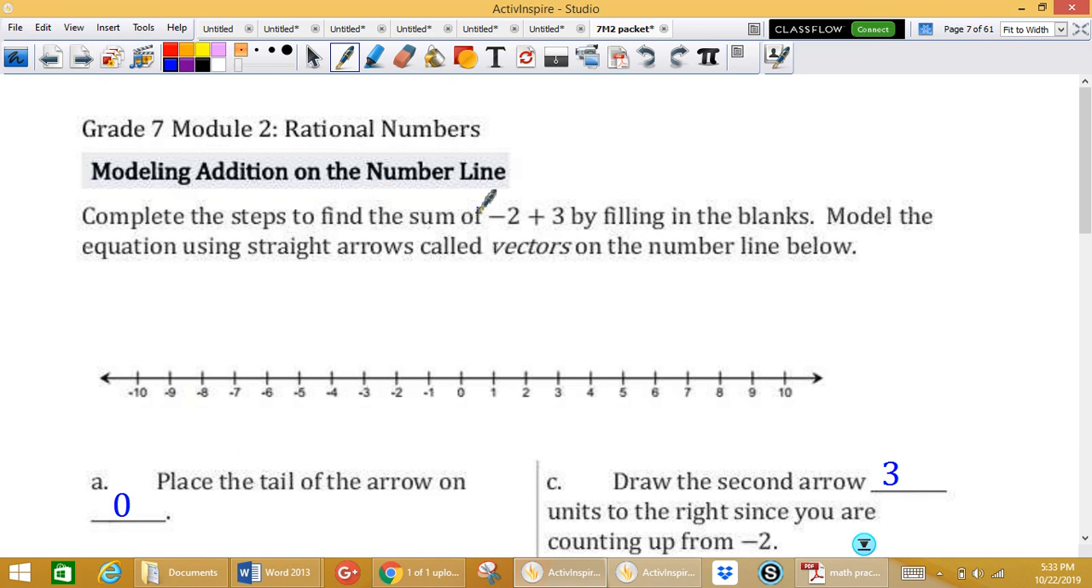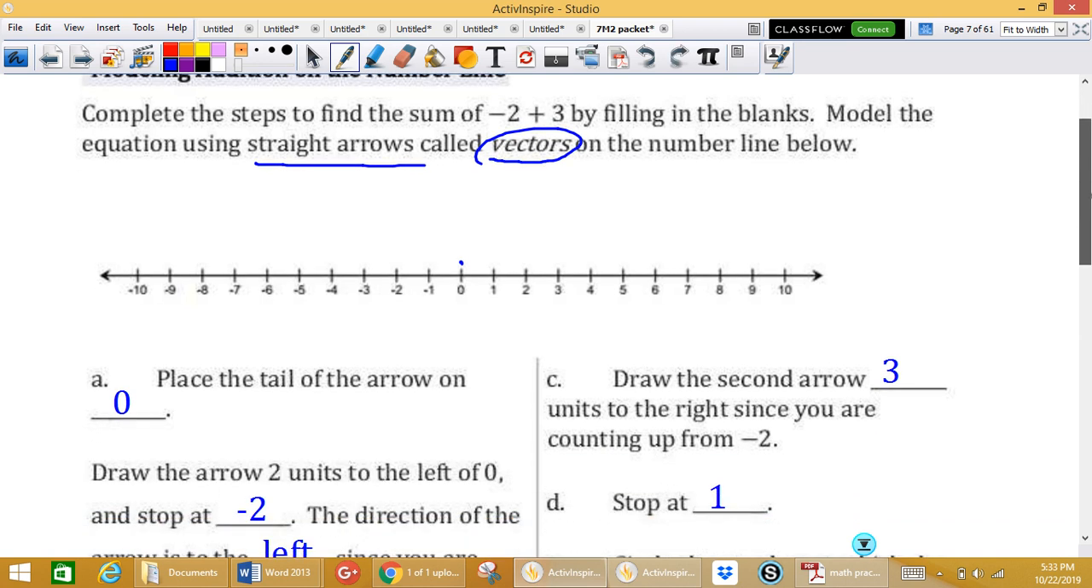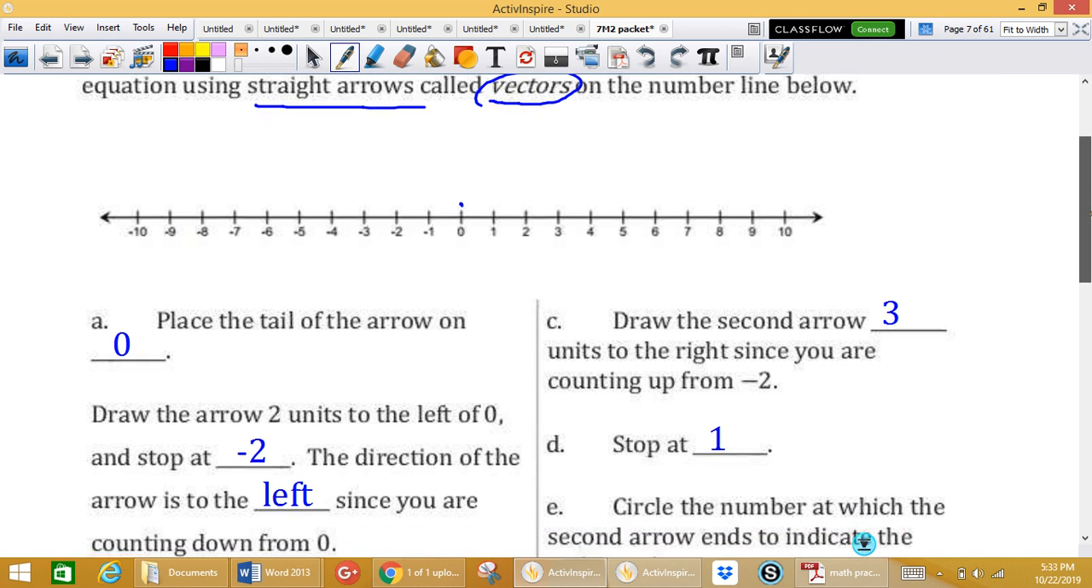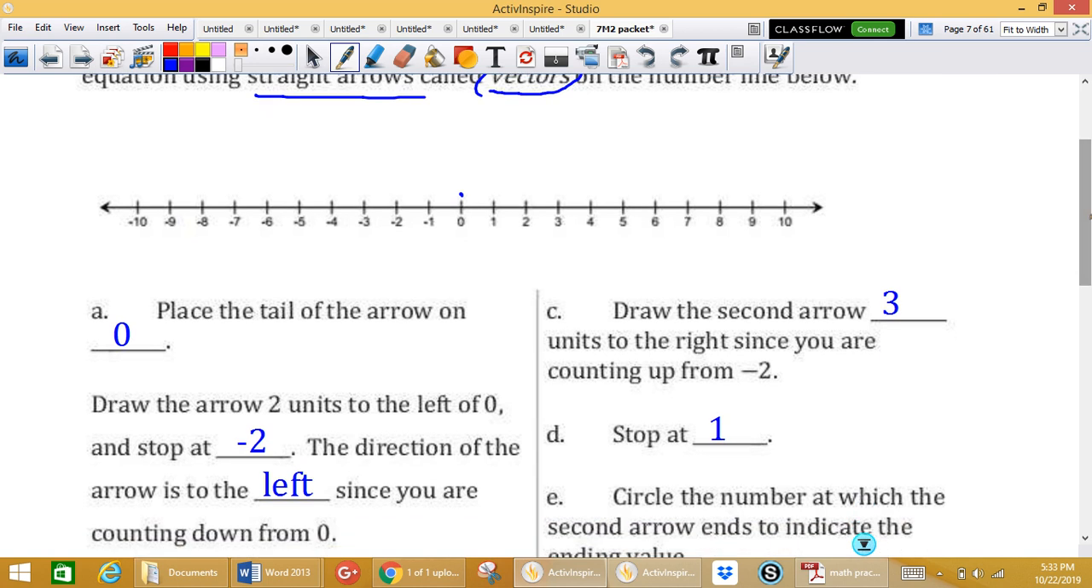Complete the steps to find the sum of -2 plus 3 by filling in the blanks. Model the equation using straight arrows called vectors on the number line below. So A, place the tail of the arrow on 0. Draw an arrow 2 units to the left of 0 and stop at -2. The direction of the arrow is to the left since you are counting down from 0.